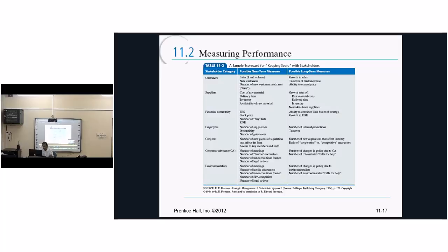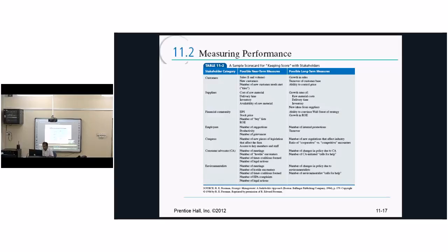Now if you look at Table 11.2, stakeholder category, customer. A possible short-term measure is number of new customers, trials, sales and volumes. Long-term measures are growth in sales, your ability to control price, turnover, customer base. Then financial, obviously you have the typical EPS, ROE, growth, etc.